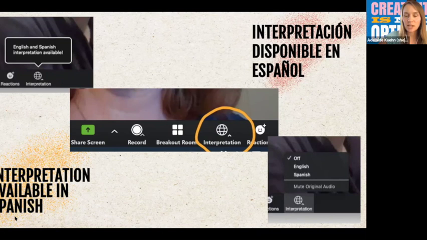Thank you so much, Heidi. Okay, so I will now activate it so you'll be able to see the globe. And here we all go. Please select your language. Seleccione su lenguaje ahora.